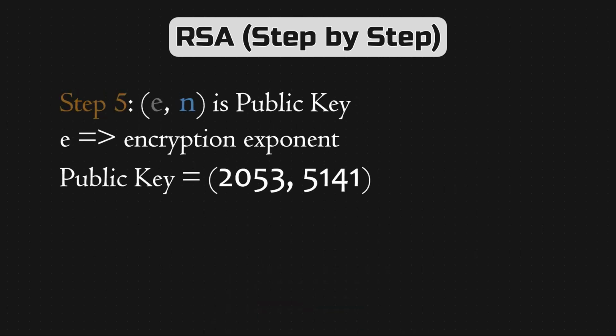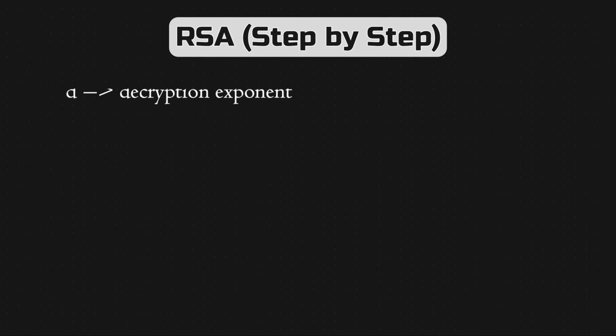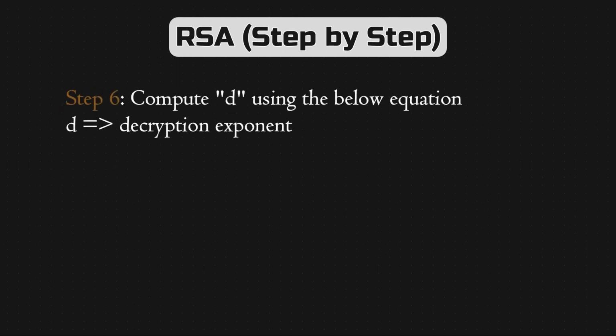Here e is known as the encryption exponent, and combined with the value n, it will be our public key. In step 6, we need to compute d, which is the decryption exponent. In order to compute d, we can express the modular multiplicative inverse equation we discussed earlier.